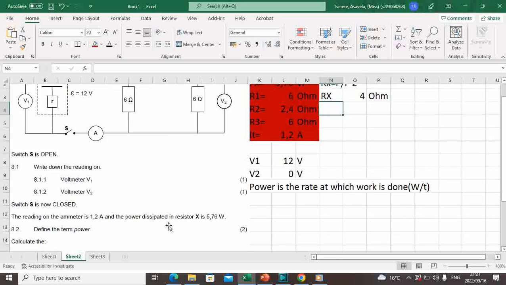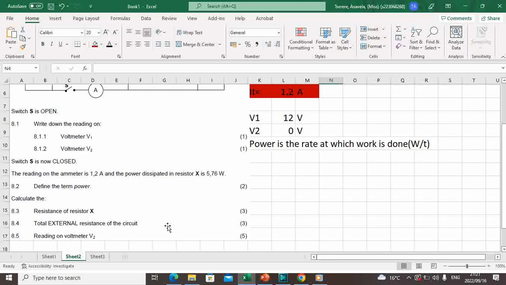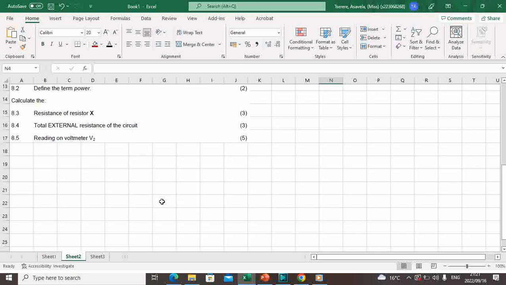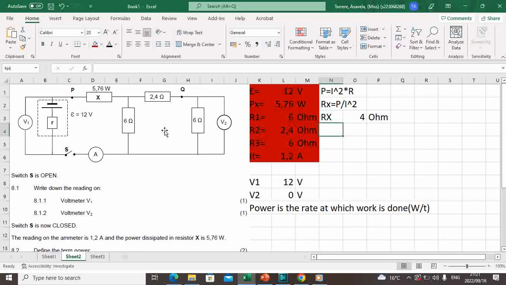Okay, let's do the next question. The next question wants us to calculate the total external resistance of the circuit. As you can see here, I said before that sometimes you can have the combination of a parallel and a series in one problem. So first you have to calculate this part.